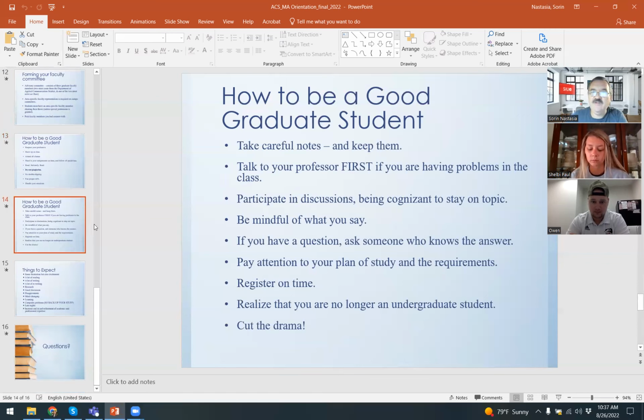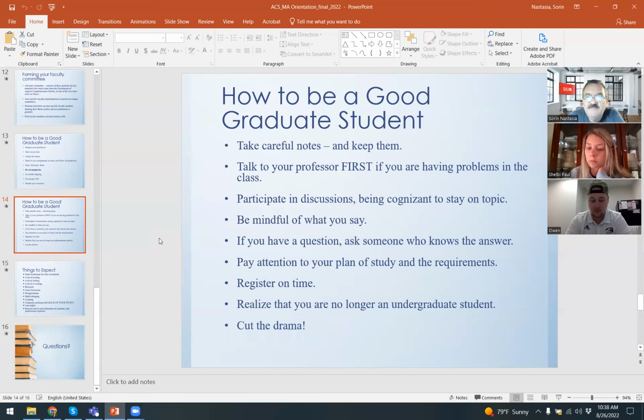How to be a good graduate student: take careful notes and keep them. I would advise you to keep books that maybe you purchased at least until the end of your graduate time, because you will need to revise, especially the specialization courses and the theories of communication and research methods courses for your thesis project, especially for the comprehensive examination. So pay attention that maybe you should keep notes, but also books.